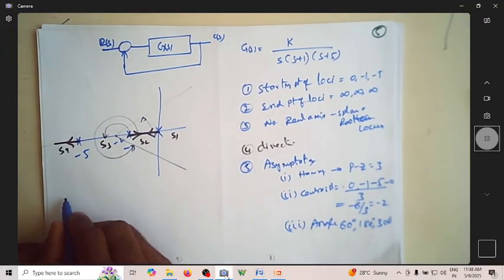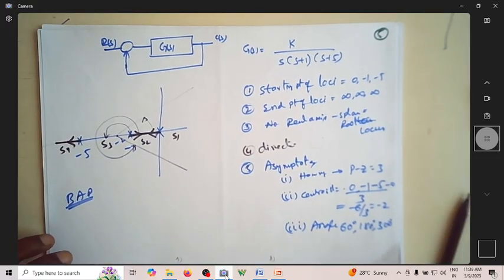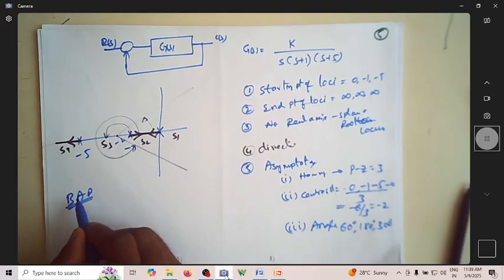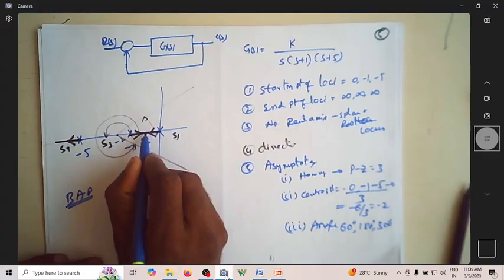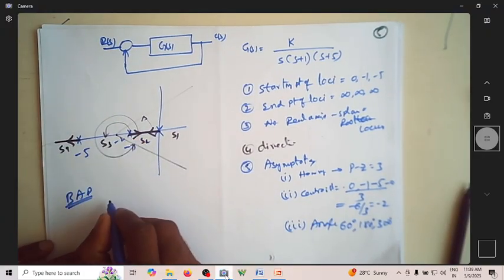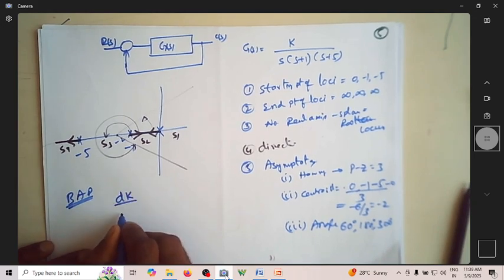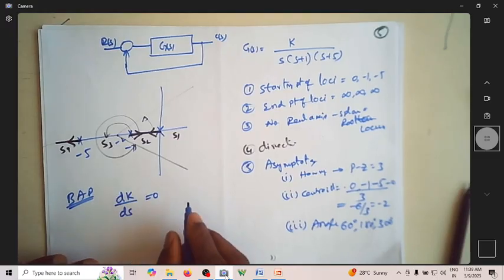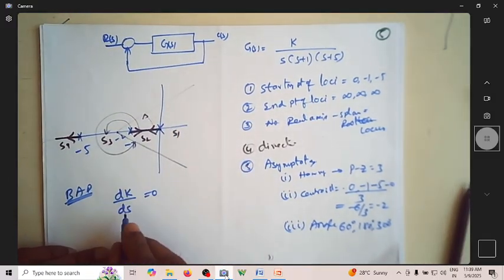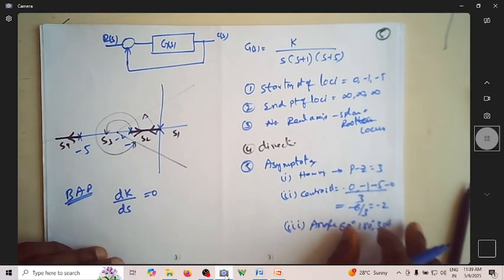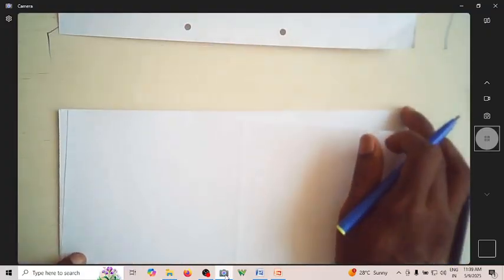So next we need to find the breakaway point. This breakaway point is required because these two poles are coming in opposite directions, and they will break away somewhere. To find the breakaway point, we need to find dK by ds equal to 0. But before that, let us find the value of K now. Let me do it on another page.